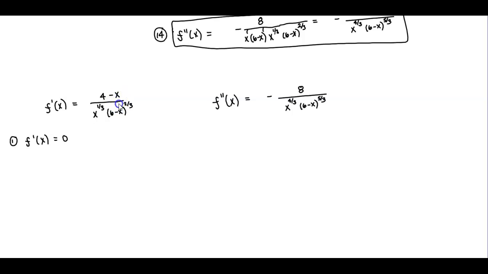So if we take a look at 4 minus x, we're going to set that equal to 0. And solving for x is going to give us 4. So that's one of the critical numbers.